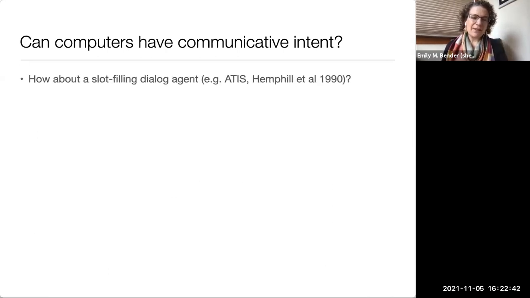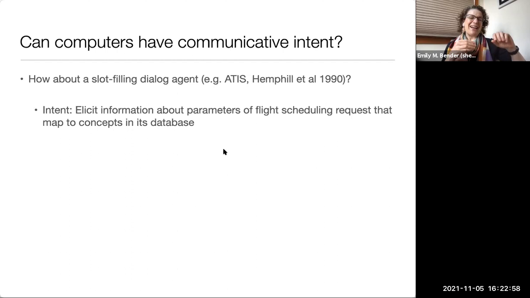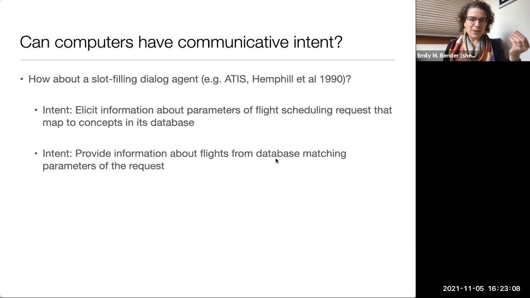What about a slot filling dialogue agent? My example here is the air traffic information system stuff from the 90s. So this is you're talking to a virtual travel agent and asking it to help you book an airplane, right? Here the intent of the system might be to elicit information about the parameters of the flight scheduling request, and in particular information that maps to concepts in its database. And then it might have an intent to provide information about flights from the database that match the parameters of the request. And this, by the way, was early work on spoken dialogue systems.